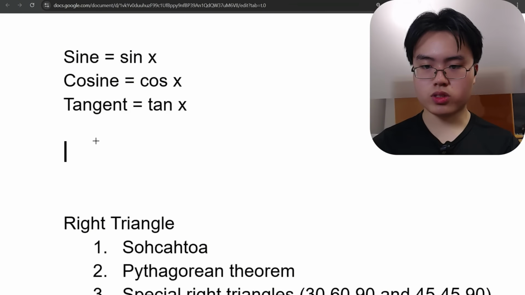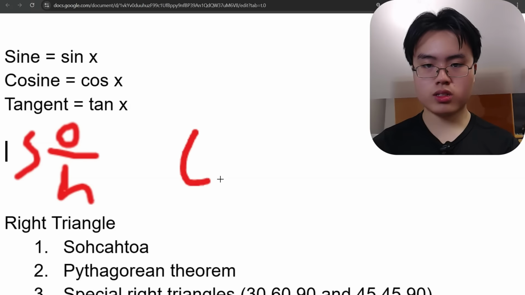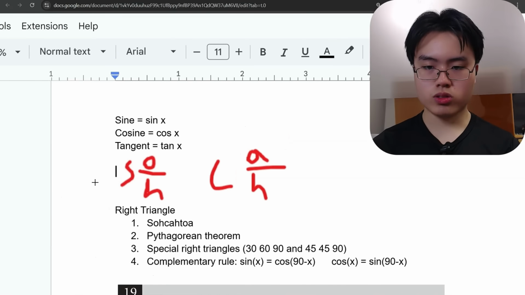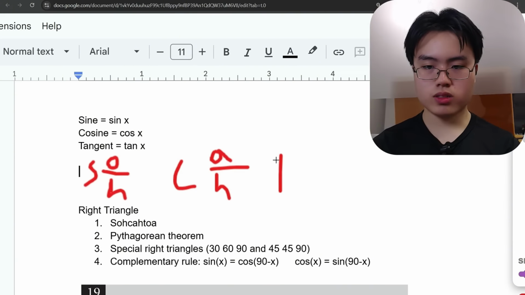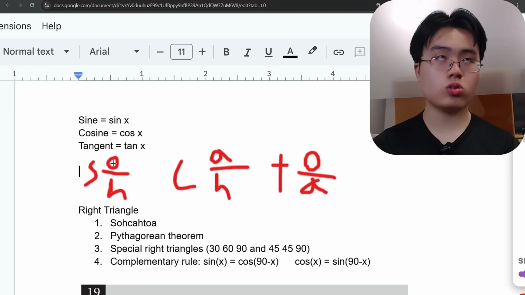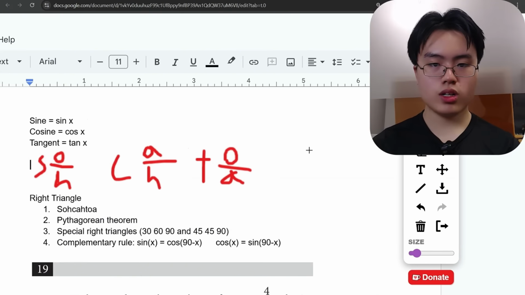So let's just go over this. Sine is opposite over hypotenuse. Cosine is adjacent over hypotenuse. I'll go over this more in depth, but I just want to show you. Tangent is opposite over adjacent. Right, SOHCAHTOA, you can just sound it out. So SOH: sine equals opposite over hypotenuse. What I mean by opposite, adjacent, and hypotenuse is in a right triangle.